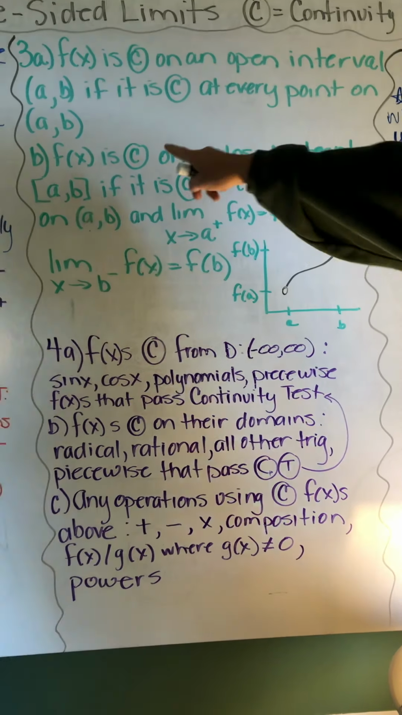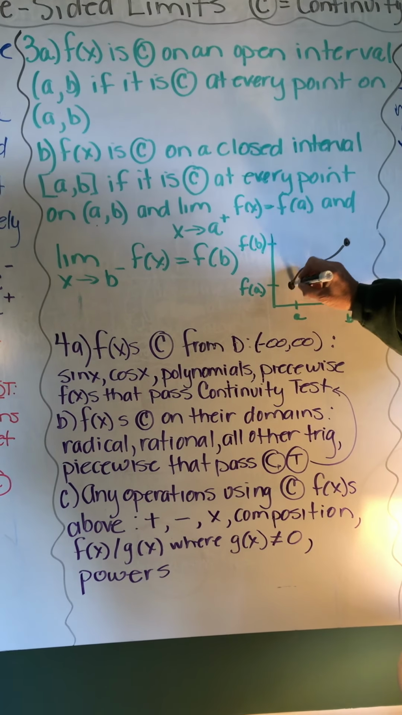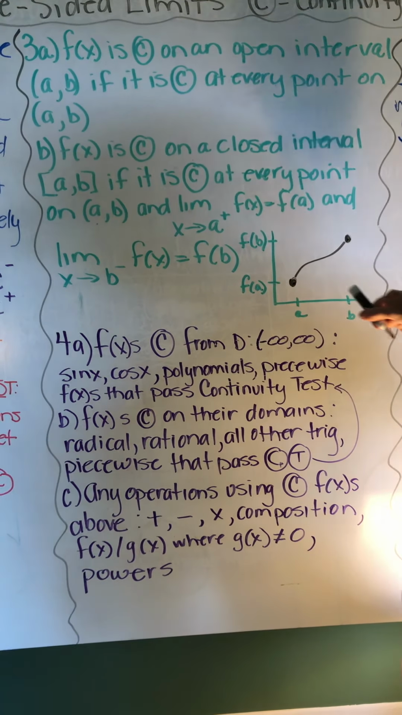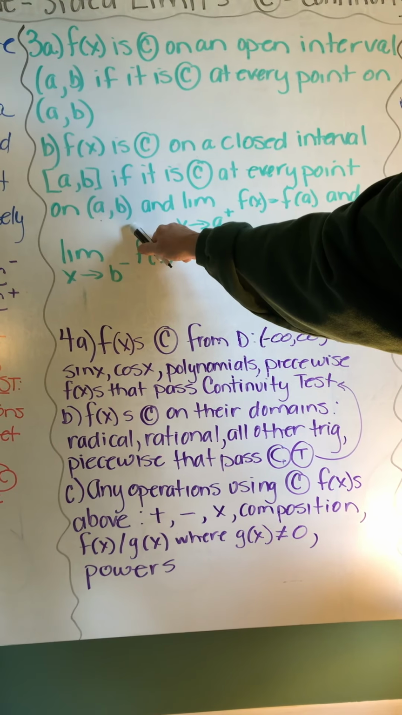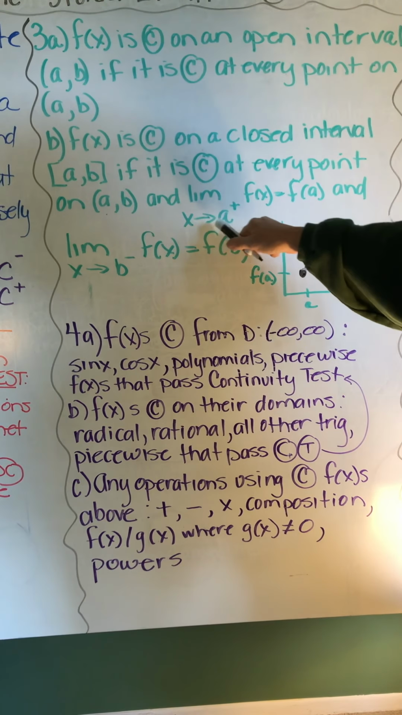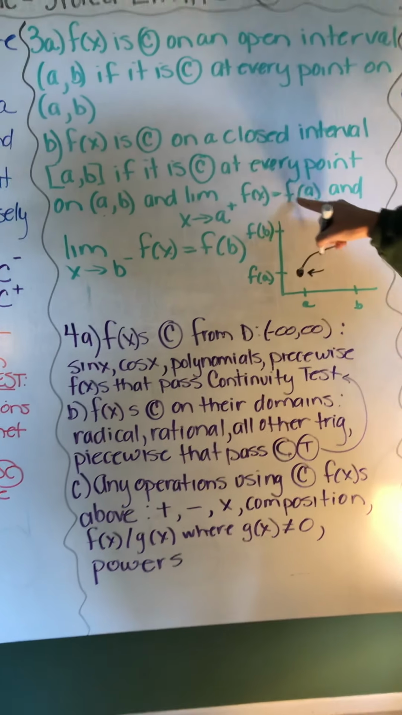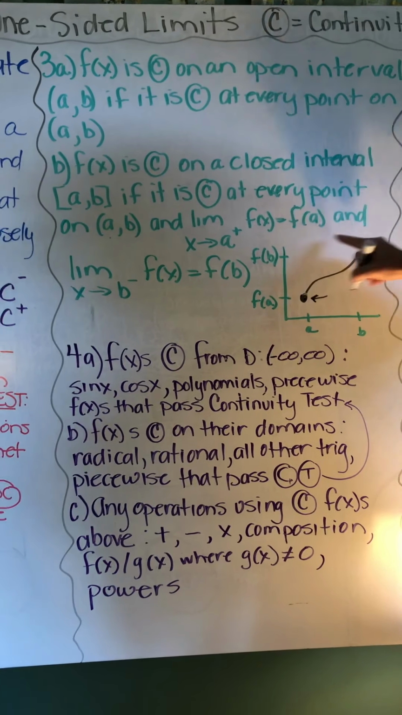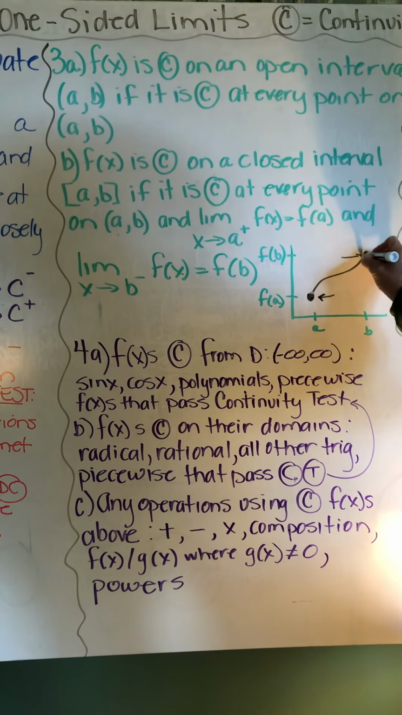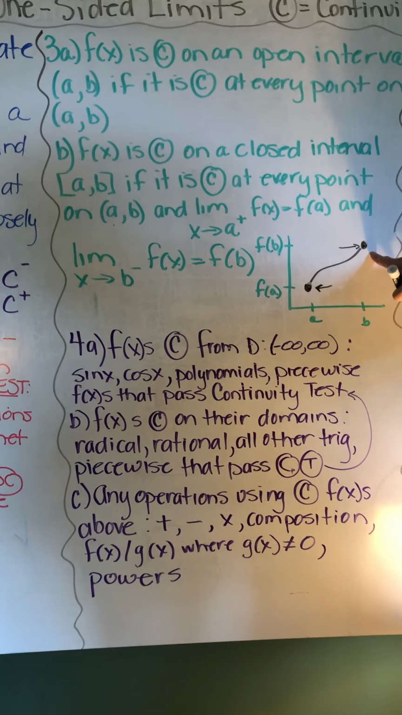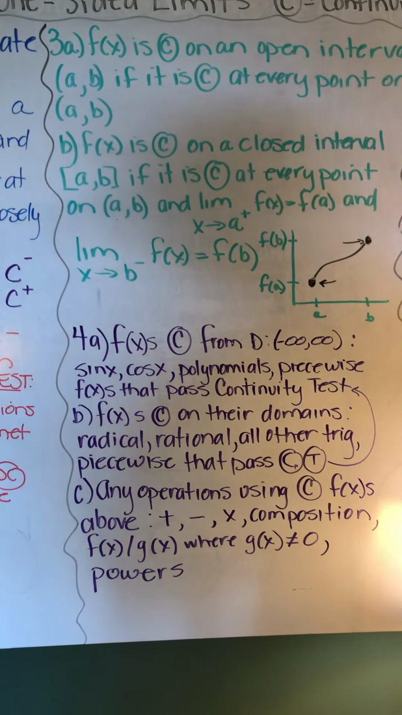Next, f of x is continuous on a closed interval [a, b], if it is continuous at every point on the open interval (a, b), and the limit as x approaches a from the right equals f of a, and the limit as x approaches b from the left equals f of b. And that would make this function continuous at every point on the closed interval.